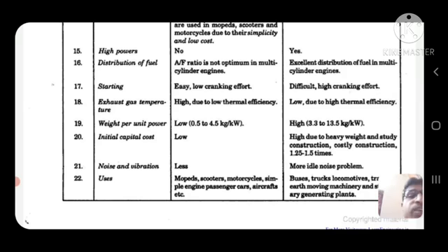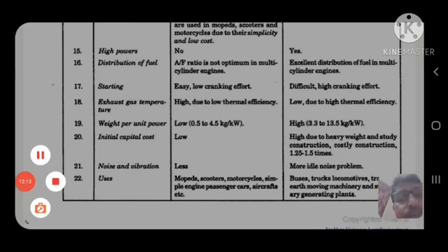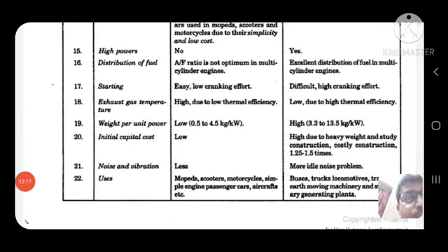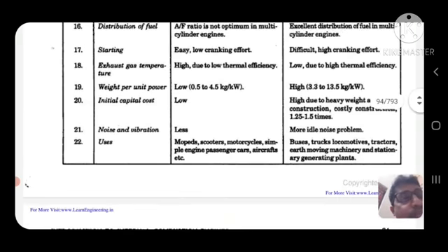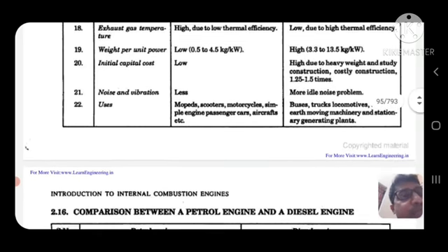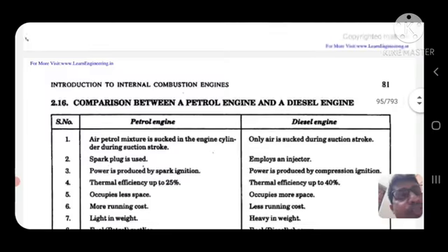Weight per unit power, initial cost: low initial capital cost. Another one is high due to heavy weight and sturdy construction. Noise and vibration: one is less, another one is more, with idle noise problem. Use: mopeds, scooters and motorcycles, simple engines; passenger cars, buses, trucks.